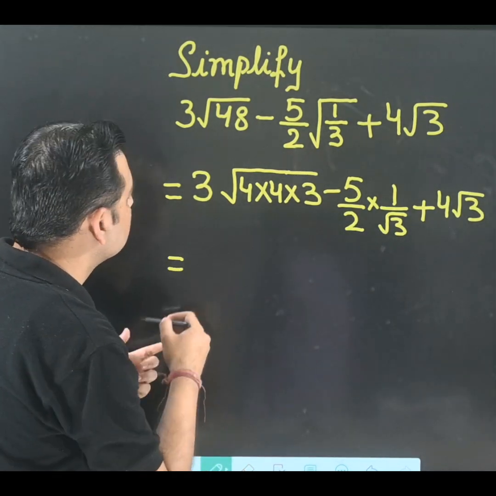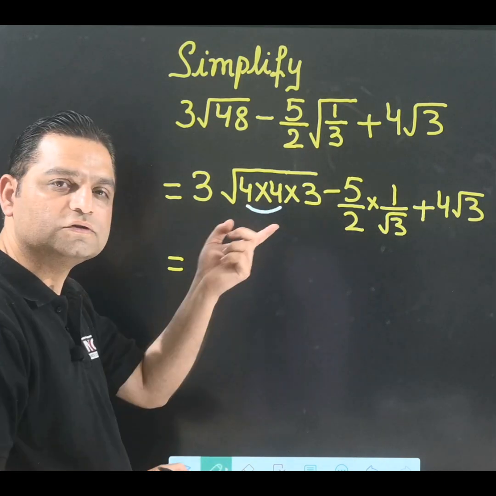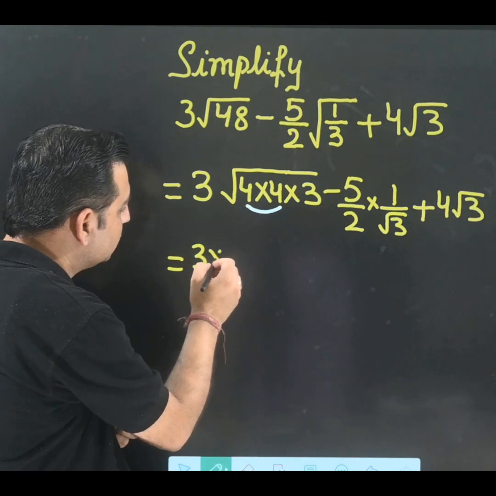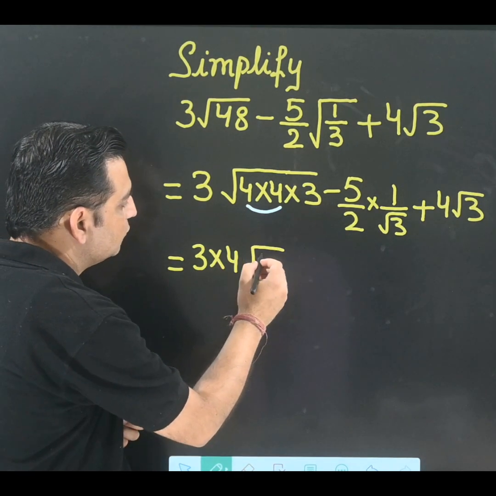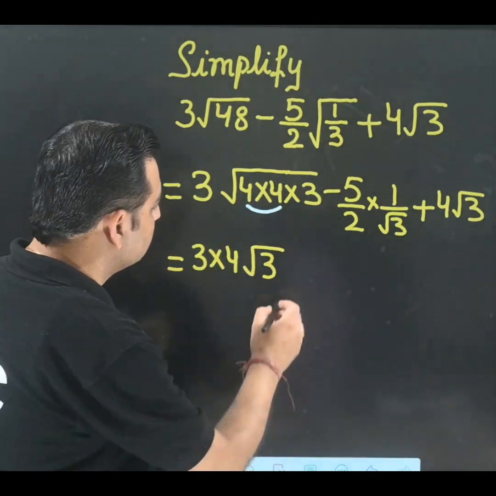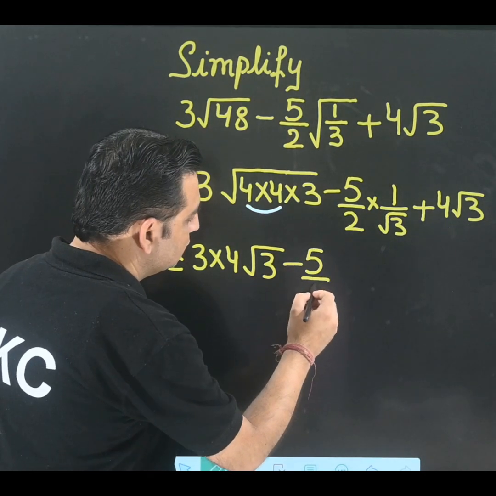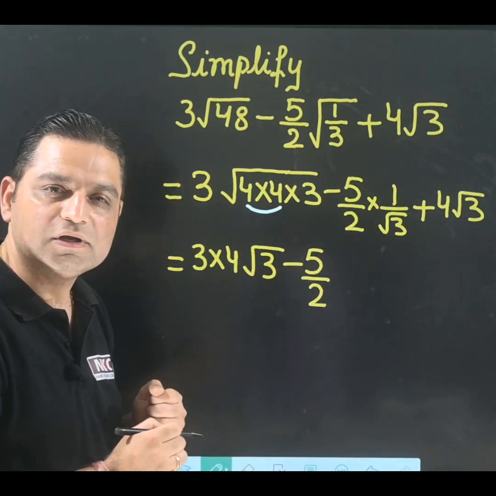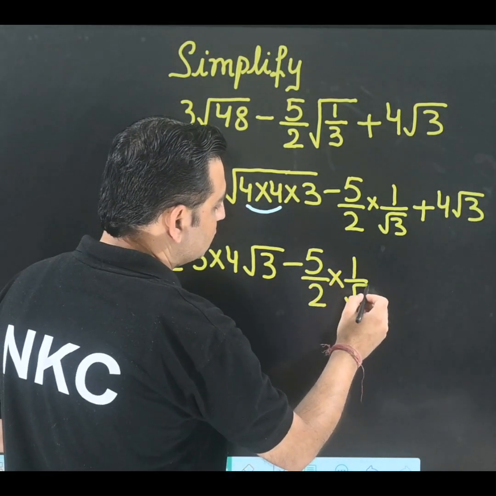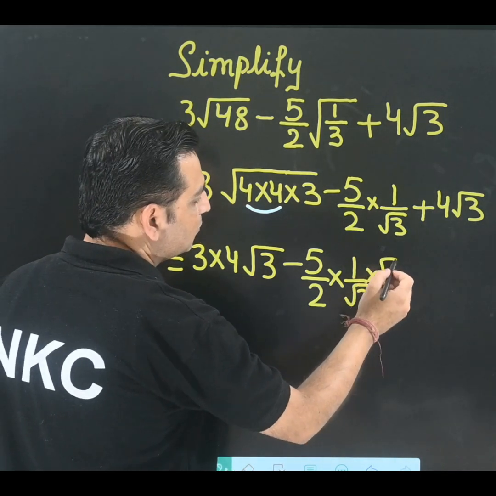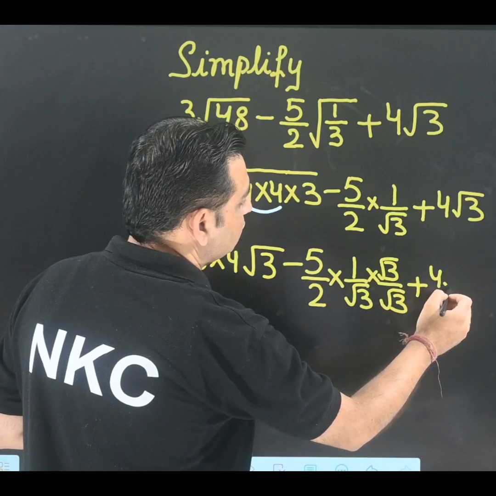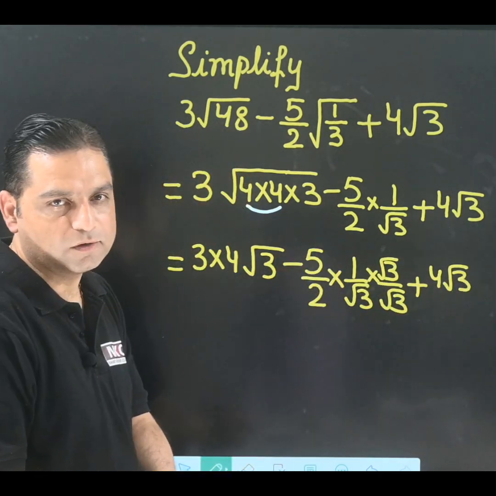Now this 4 is in a pair, so this 4 will come out. If this 4 comes out, it will be multiplied with 3, and obviously we will be left with only 3 inside. And here, since root 3 is in the denominator, I need to rationalize it. How would I rationalize? Square root of 3 means I will multiply and divide by the same number, root 3, and then plus 4 root 3 we have. I hope this step is clear.